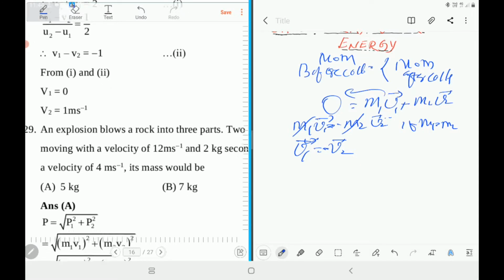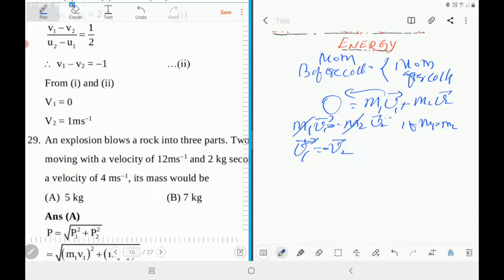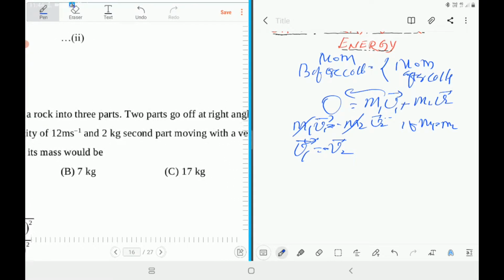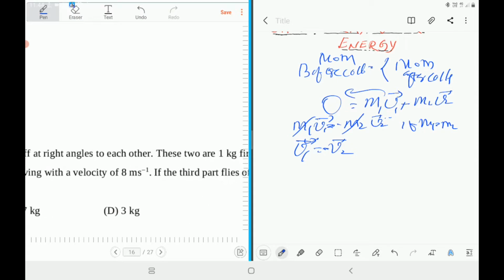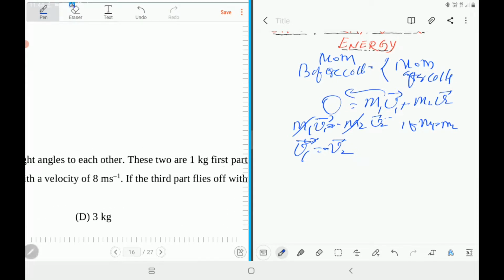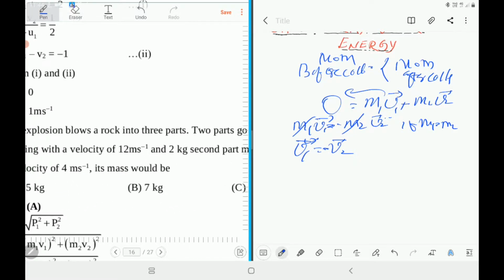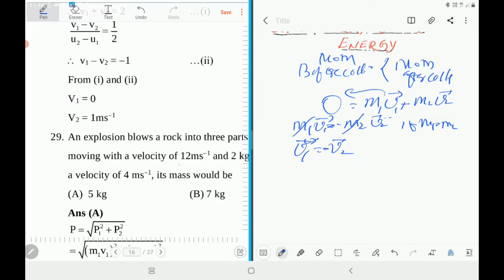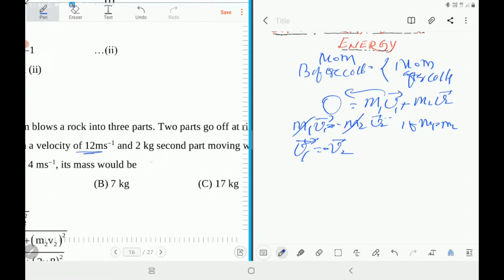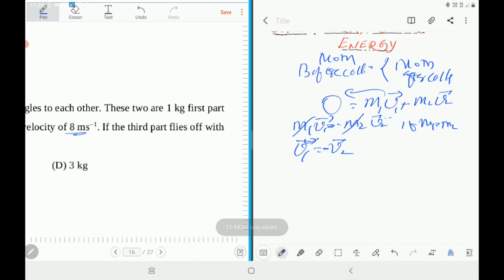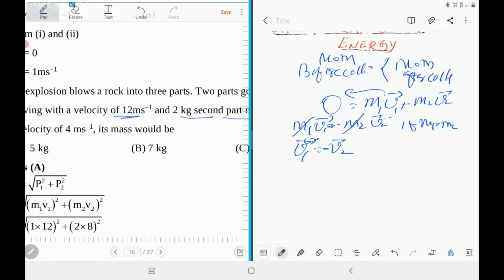An explosion blows a rock into three parts. Two parts get off at right angles to each other. The two are a 1 kg first part, moving with velocity 12 meter per second, and a 2 kg second part moving with velocity 8 meter per second. The third part flies off with velocity 4 meter per second.